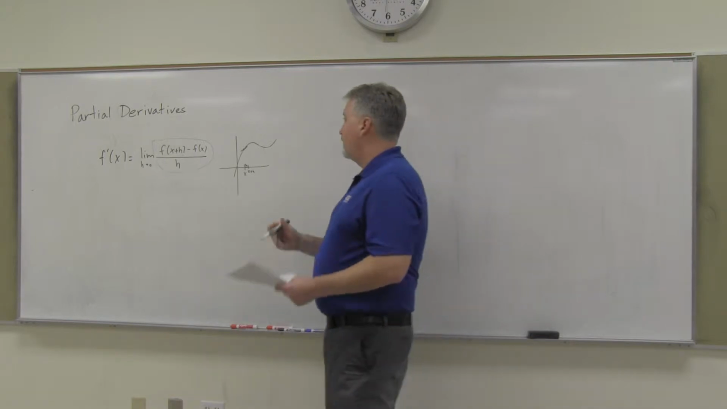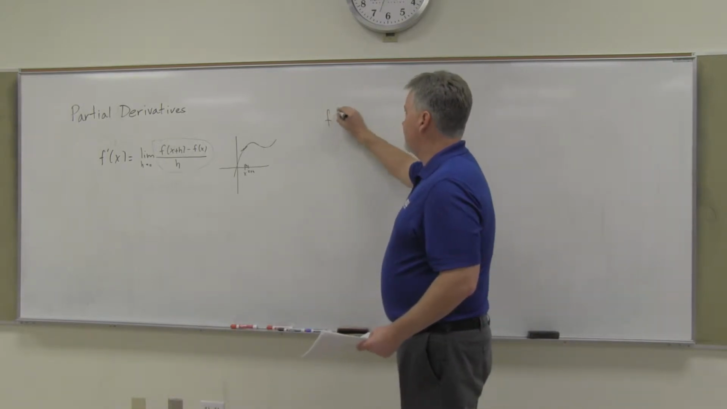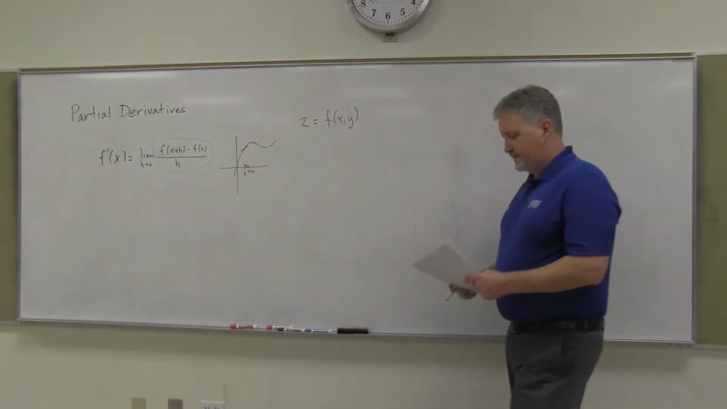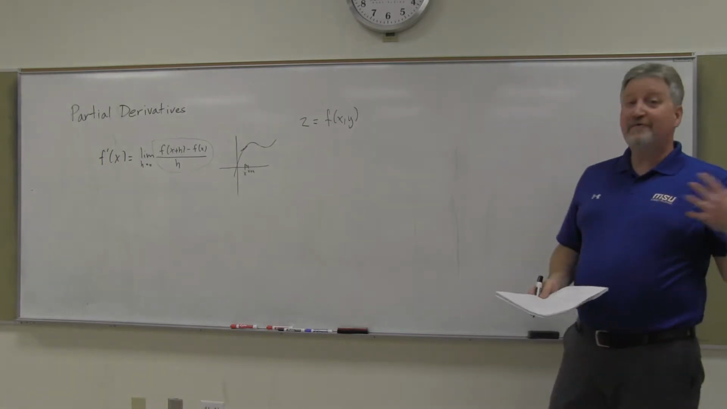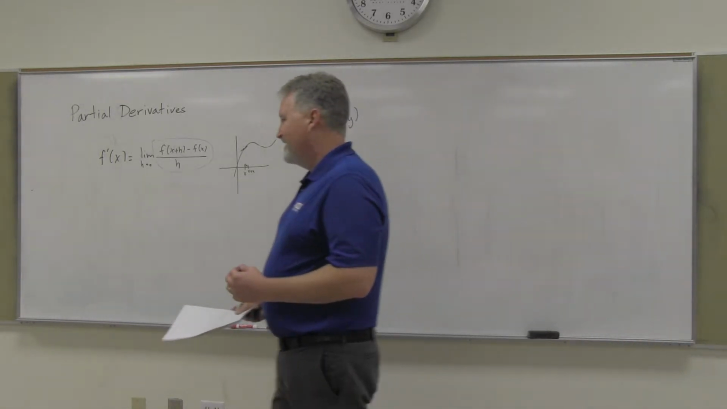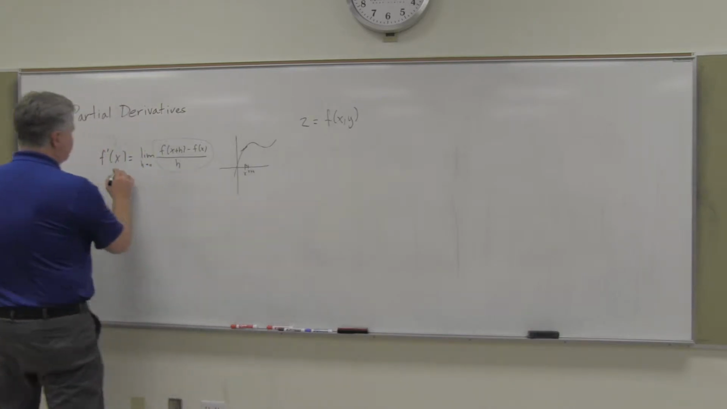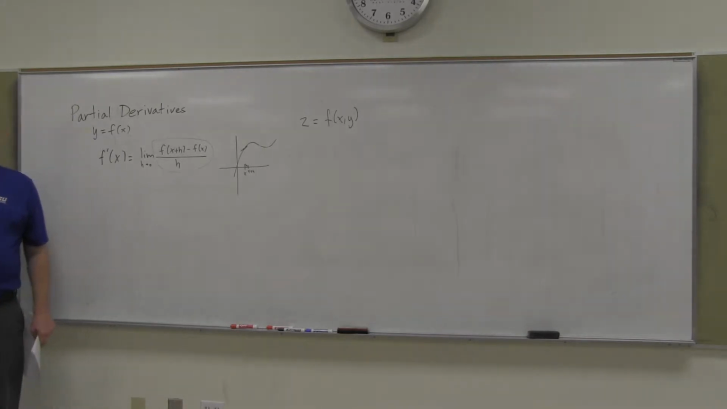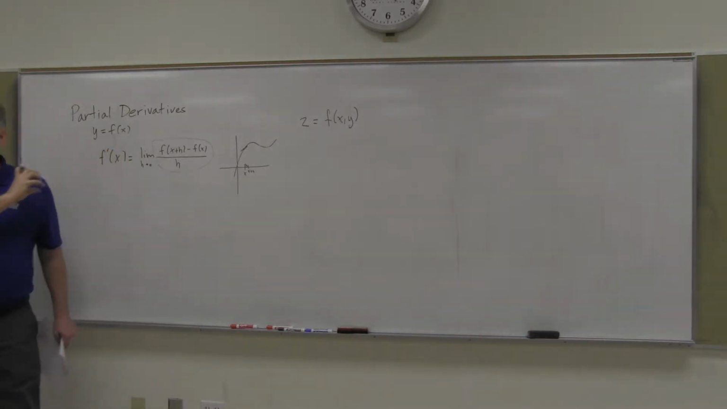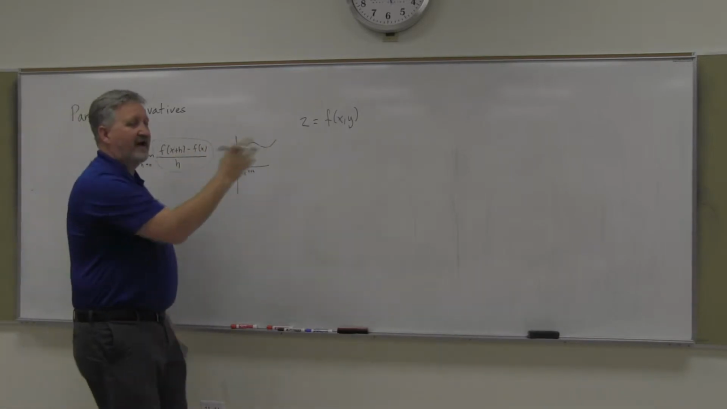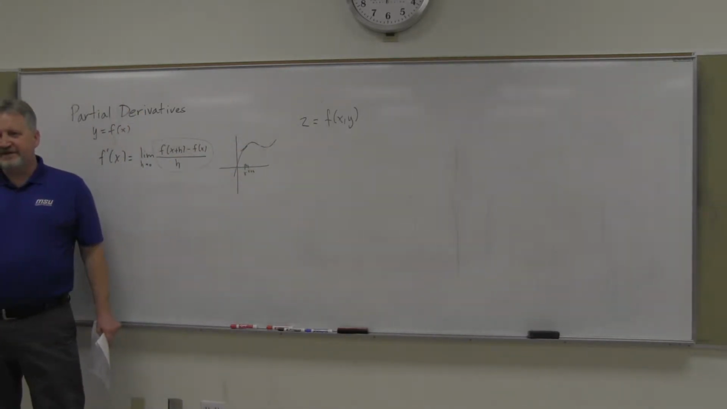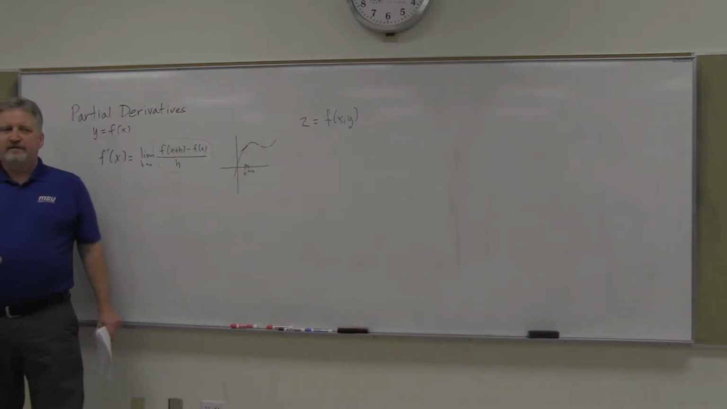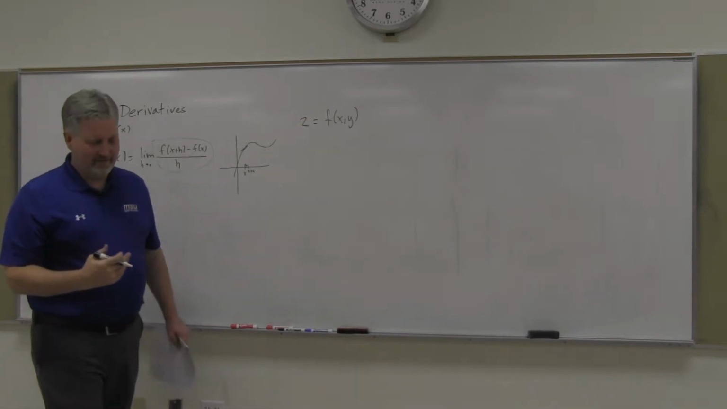But for two variable functions, z equals a function of x and y, derivatives get a little more complicated. Because for y equals f of x, we only had one input value that we were changing a little bit. Here, we've got two variables that we can change a little bit. I could change the x a little bit, I could change the y a little bit. And so the derivatives are going to be a little more complicated.